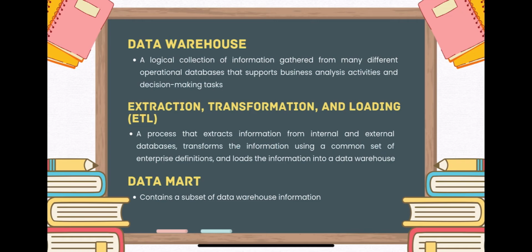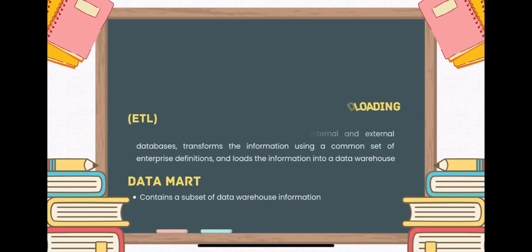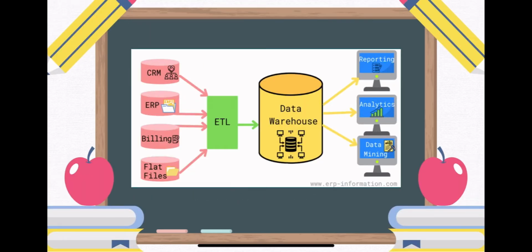repository for the decision-making process. Next is extraction, transformation and loading, ETL, a process that extracts information from internal and external databases, transforms the information using a common set of enterprise definitions, and loads the information into a data warehouse. Last but not least is data mart, which contains a subset of data warehouse information. This is an example of a data warehouse diagram.